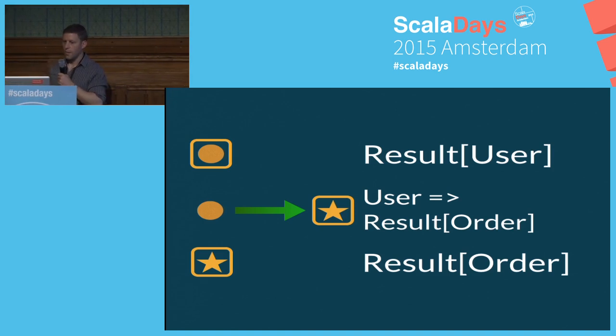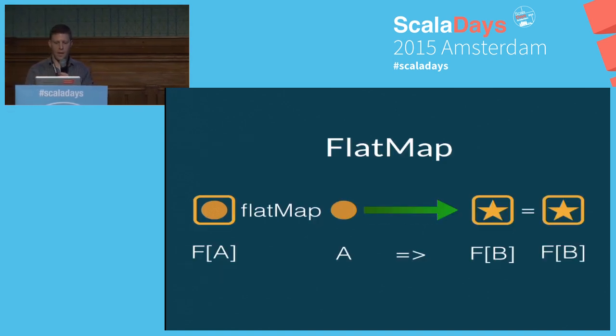Okay. And again, we can abstract this pattern and give it a name, and the name, of course, is flatMap. And flatMap in abstract is: A goes to F of B, F of A goes to F of B. All right.